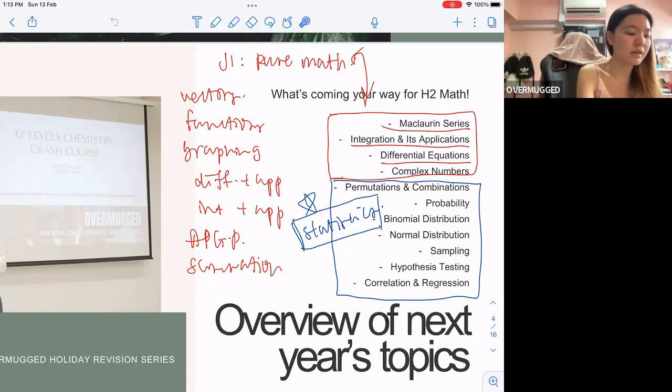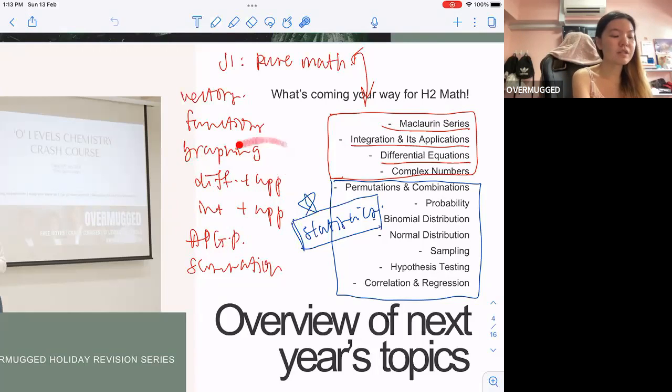You can see over here we have your vectors, functions, graphing techniques. We have your APGP, so arithmetic and geometric progression, which is what we'll be covering in today's session. Most of your schools will be starting with this topic first. And then we have summation of series, and your differentiation and differentiation applications, integration and integration applications.